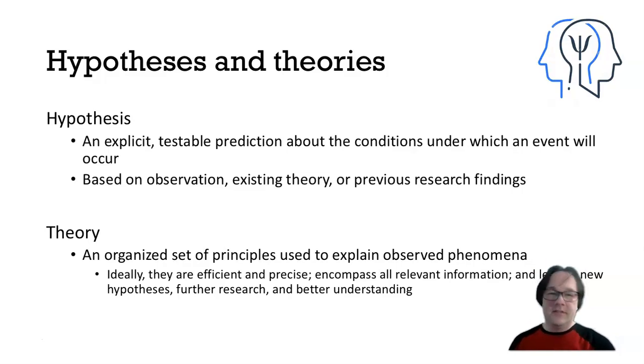But let's take a look at each of these individually, and we can highlight some of the differences here. So a hypothesis is an explicit, testable prediction about the conditions under which an event will occur. That's a fancy way of saying that this is a testable prediction of what I think is going to happen when I manipulate this variable. I think this is going to happen. And hypotheses aren't an educated guess.